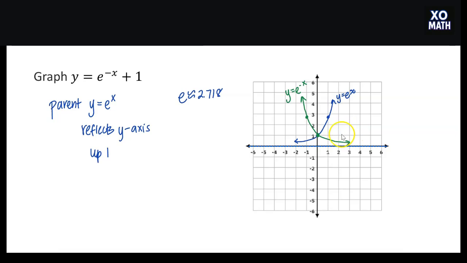And then finally, everything is going to move up 1 unit. That includes the horizontal asymptote, so it was along the x-axis, now it's along y equals 1. And then we're going to move all of these points up here, so we're going to have our 0, 2, and then we're going to move up to -1, about 3.718. And then we're going to have this decreasing function still that approaches this new asymptote of y equals 1. So this is the graph of e to the negative x plus 1.